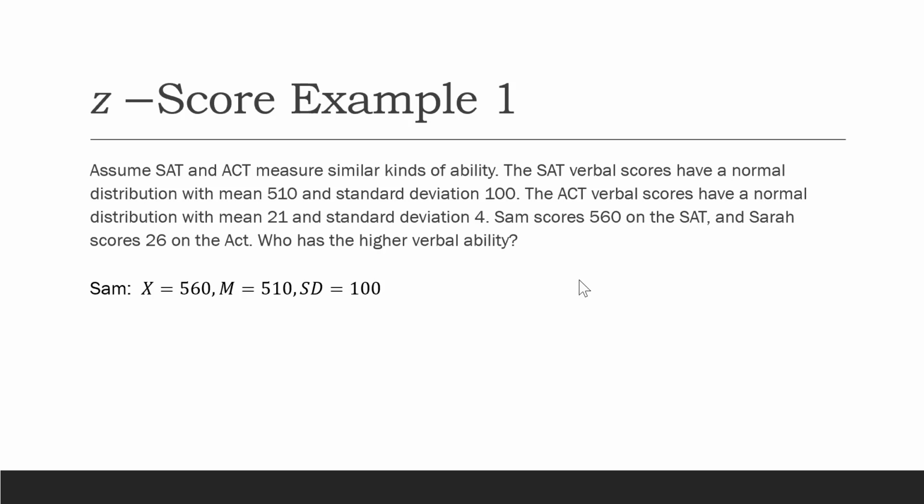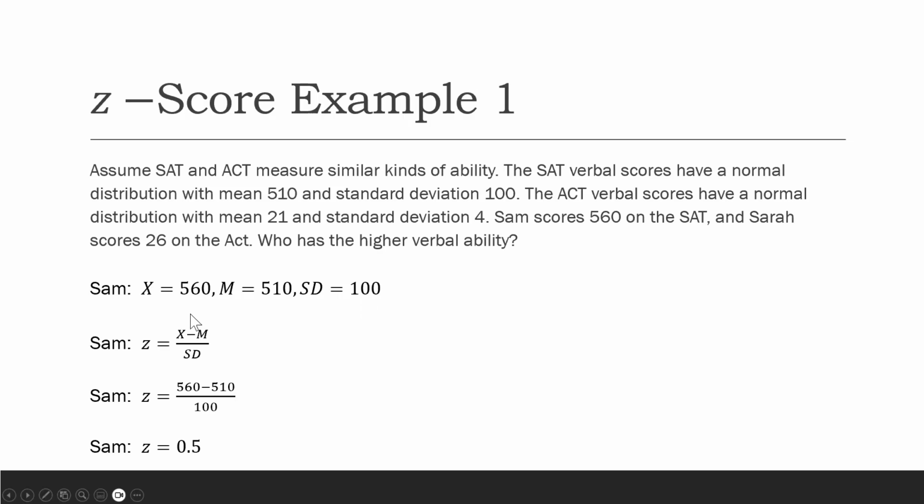Different scales, right? So I'm going to go to Sam. This is his information. He scored 560. So in that z-score formula where I saw X, that's going to be replaced with 560. The mean of the SAT scale at that time was 510, and the standard deviation was 100. So for Sam, if I wanted to calculate his z-score or his standard score, I would take the 560 minus 510 divided by that standard deviation of 100. That's 50 over 100, which is 0.5.